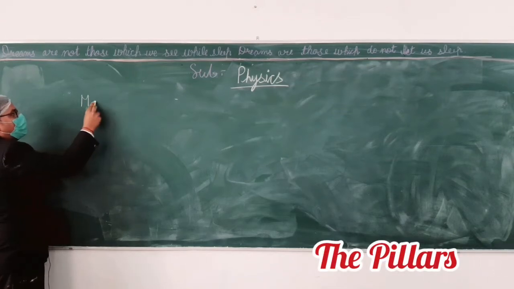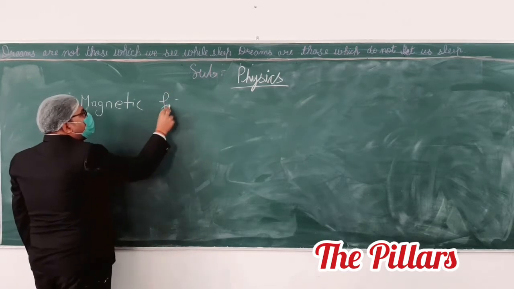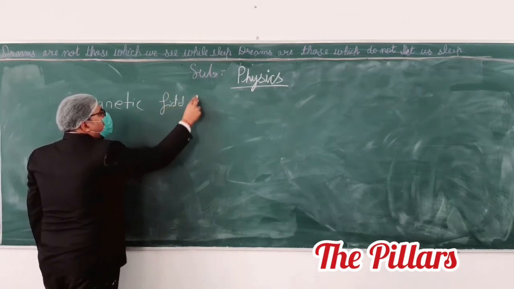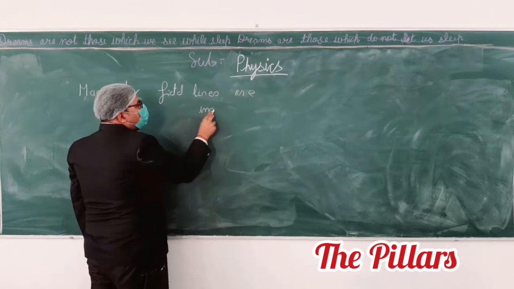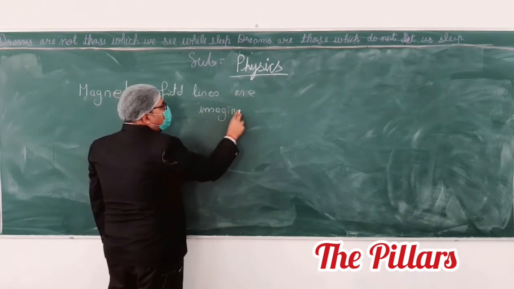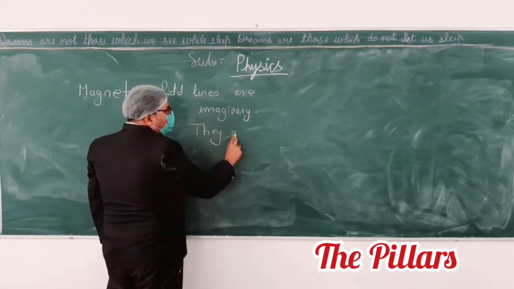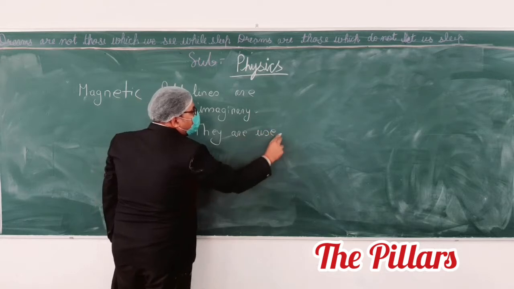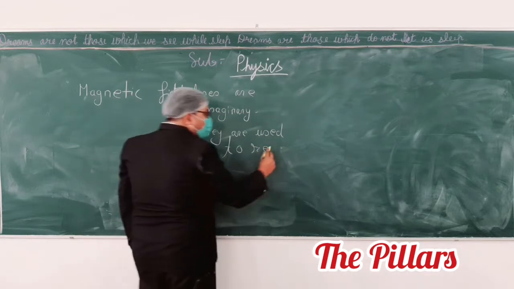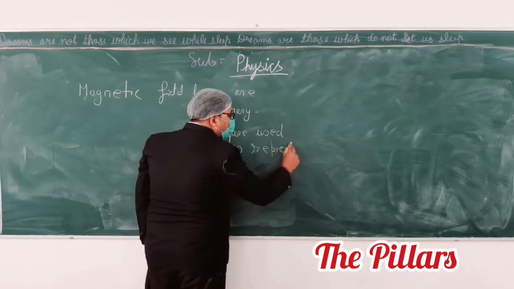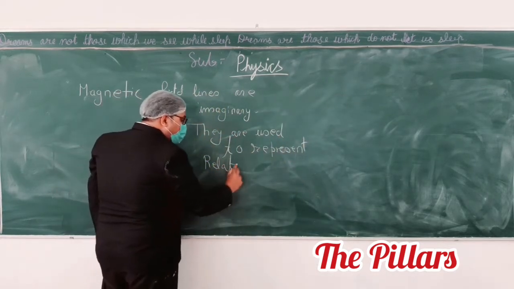Magnetic field lines are imaginary lines. They are used to represent the relative strength and direction of the magnetic field.